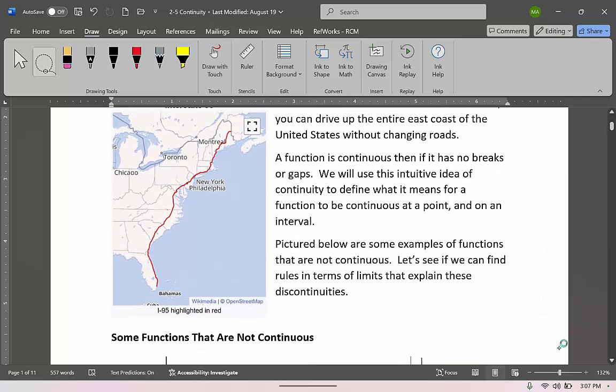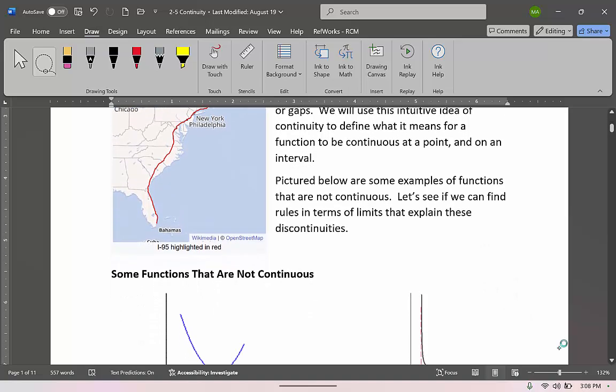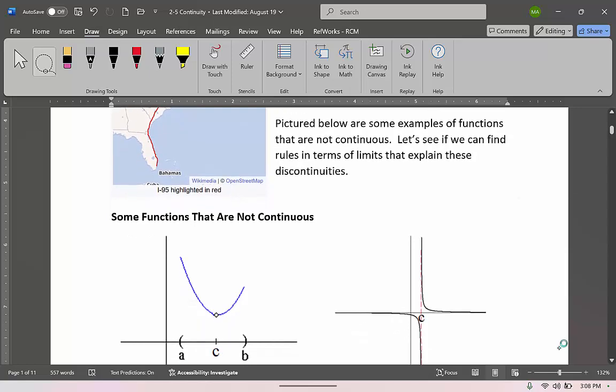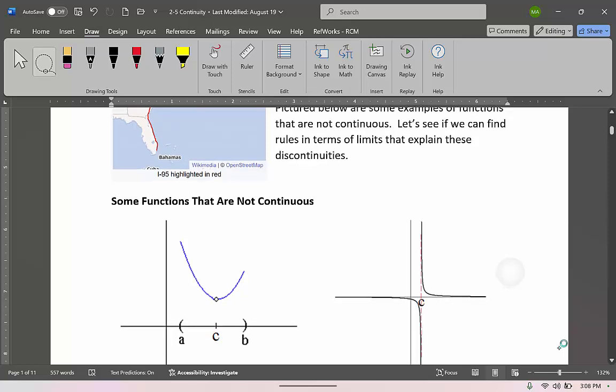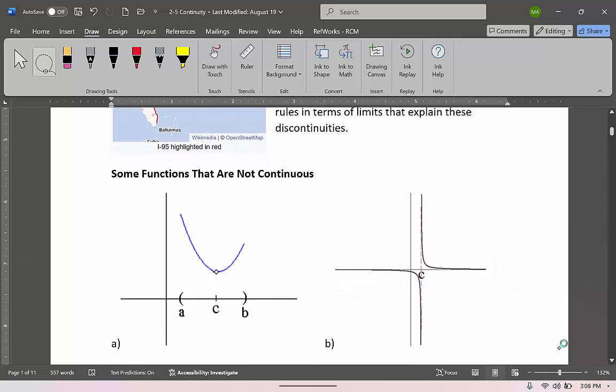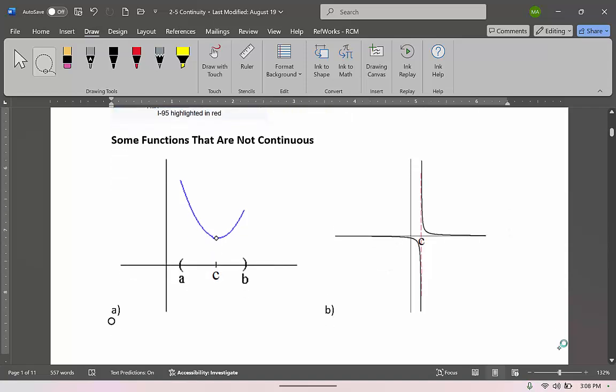So a function, then, is continuous if it has no breaks or gaps. We will use this intuitive idea of continuity to define what it means for a function to be continuous at a point and also on an interval. So the next four pictures give us some examples of functions that are not continuous, and we're going to use these to see if we can come up with rules for determining discontinuities in a function in terms of limits.